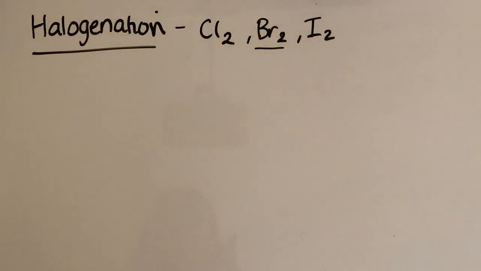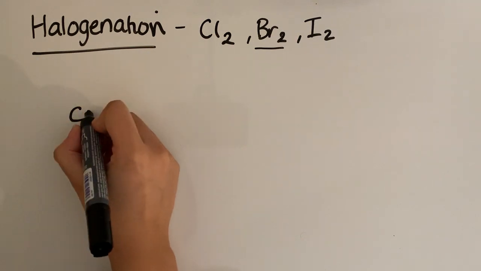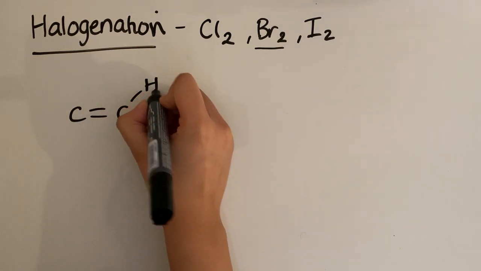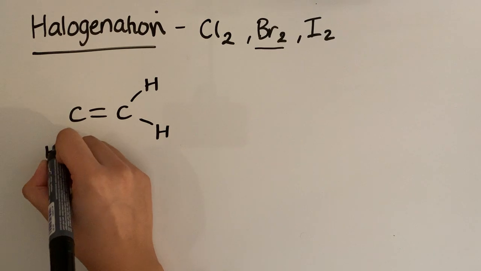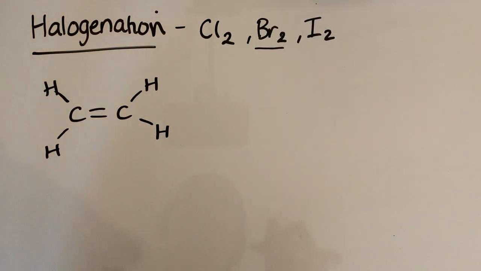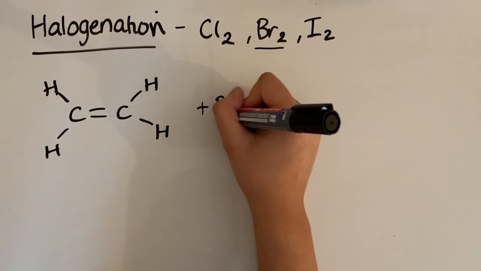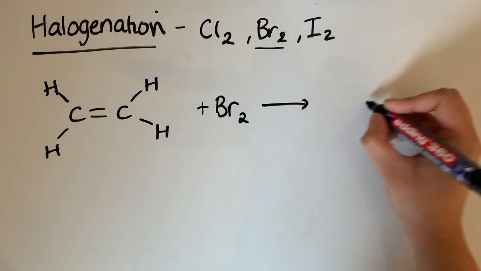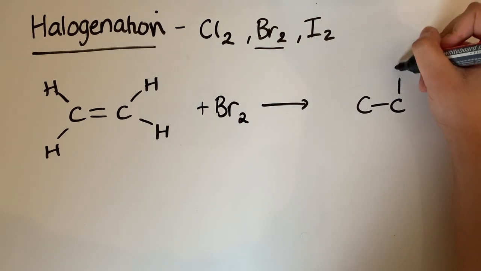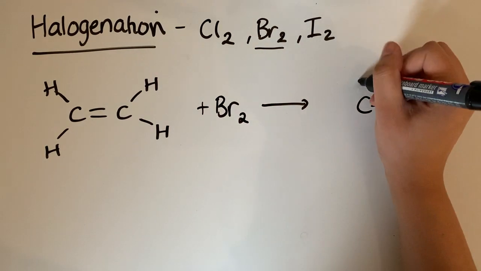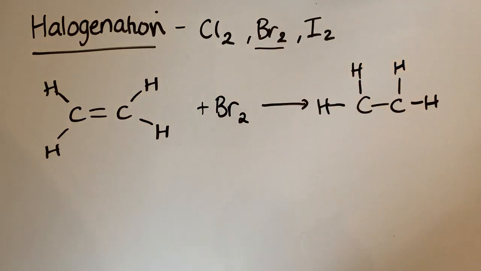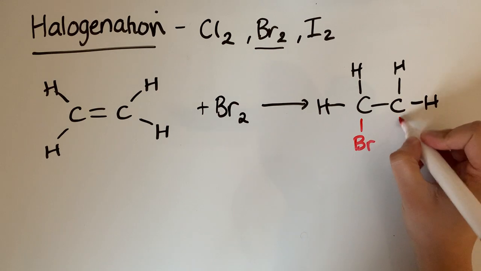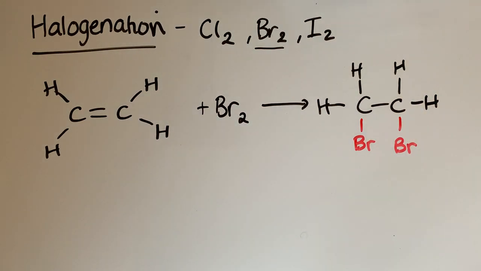So let's do firstly the overall reaction. Let's again start off with ethene, like so. And if we react that with Br2, this is going to form one product because it's an addition reaction, and we add our Brs to the carbon like so. Okay, so this is the overall reaction.